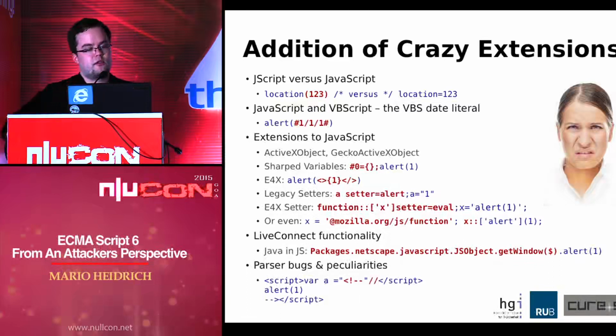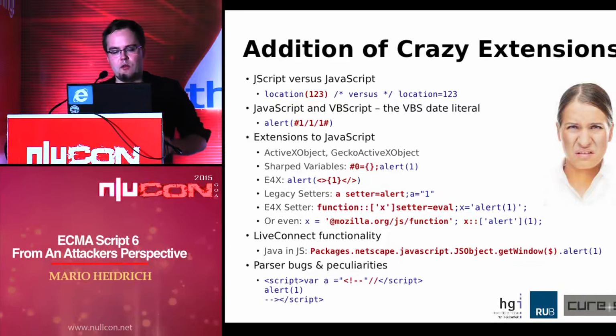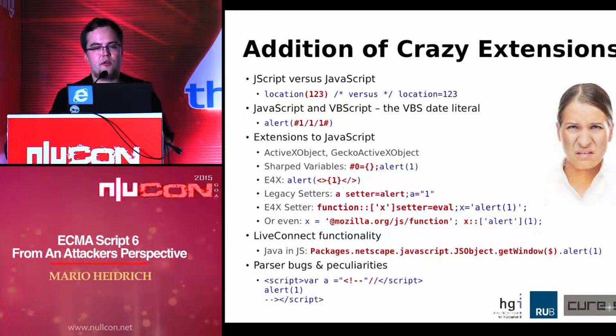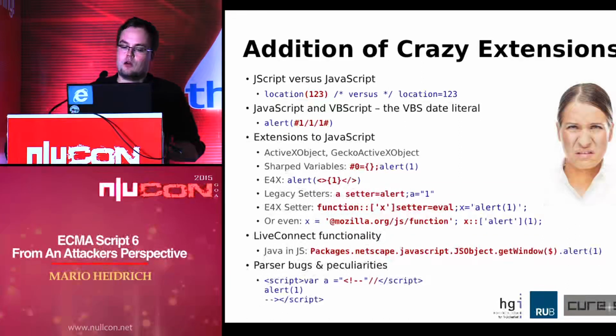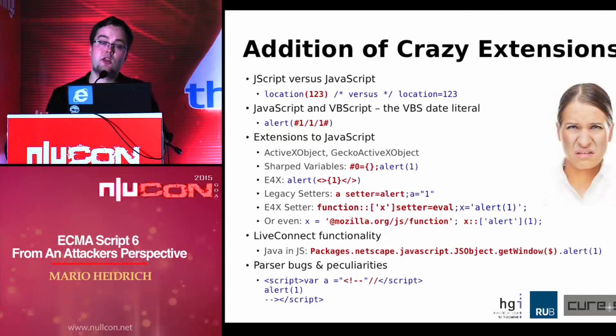We also had the possibility to use E4X setters, which was again a different format for setters, and we could say function : and then have an array accessor and then directly append the term setter equals eval and then just say x equals alert 1, which is completely impossible syntax that is not specified anywhere. Or, and that was from my perspective the most exciting version, we could say x equals and then use a keyword string saying @mozilla.org/js/function and then execute x : have an array index to alert and then execute the whole function, because it would give us the alert function from the window object.